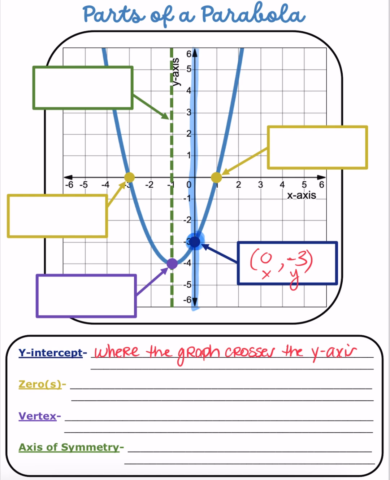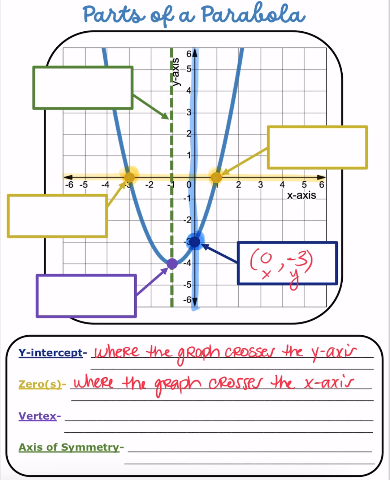The next thing we'll be looking at are our zeros. Zeros are like a fancy way of saying x-intercepts. So similar to the y-intercept, that's just where the graph crosses the x-axis. If you look at the graph here, I'm going to highlight my x-axis in yellow. And you can see that this parabola, this graph, intersects the x-axis twice. It crosses at -3 and it crosses again at +1.